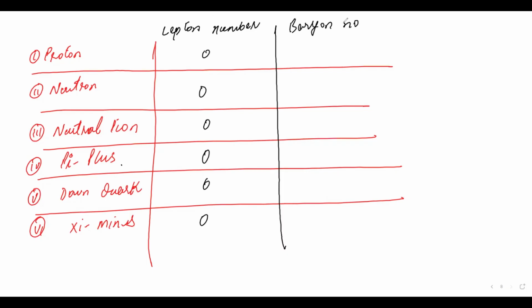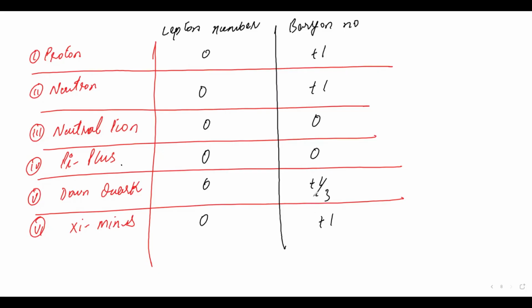Whenever you're talking about the baryon number, remember that the proton would always have a baryon number of +1. Similarly, +1 for the neutron's baryon number. The neutral pion would always have 0. The down quark must always be +1/3, and the Z minus would always be +1. Got it? These are the baryon numbers. Would you remember that?